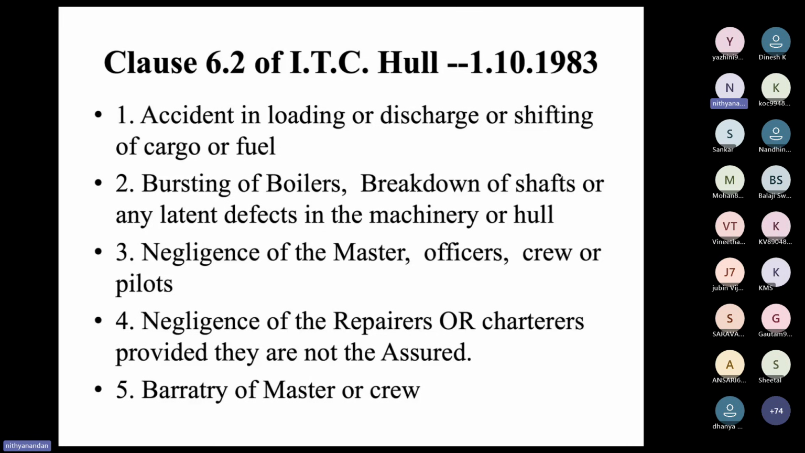6.2, controllable perils, where the insured has a little control over the losses happening under these perils. Accident to loading and discharge or shifting of cargo and fuel, bursting of boilers, breakdown of shafts, latent defects in the machinery or hull, negligence of the master, officers, and crew members, negligence of the repairers, barratry of master or crew. Barratry means it is the revolt by the master or crew of the ship.